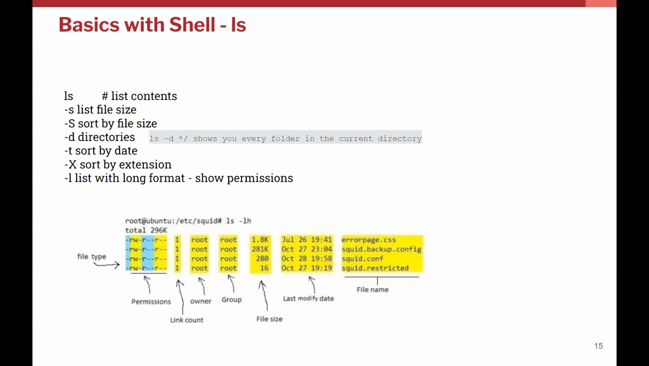The reason we add that asterisk and forward slash is that it means the current directory. And d stands for directories, another name for folders. That's how it works. And so lowercase t sorts by date, uppercase X sorts by extension, and lowercase l lists with long format. It actually shows permissions, which is super, super important.